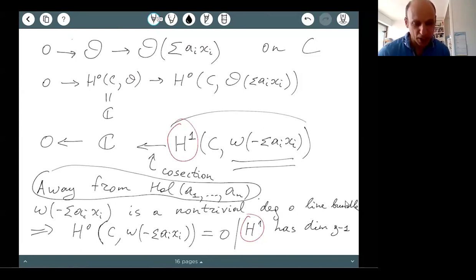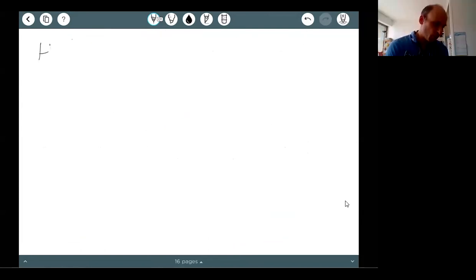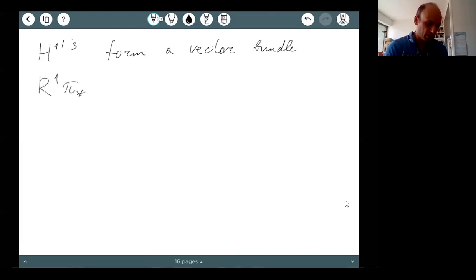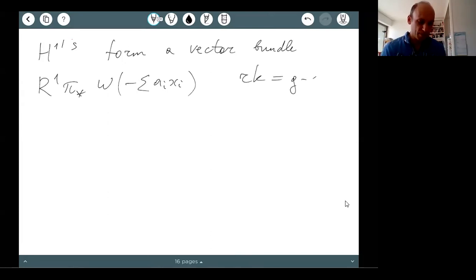It is an exercise in algebraic geometry: if you have a sheaf with fibers of constant dimension, it is actually the sheaf of sections of a vector bundle. So the H1s form a vector bundle that is called R^1 pi_* of the twisted omega, and this has rank g minus 1.